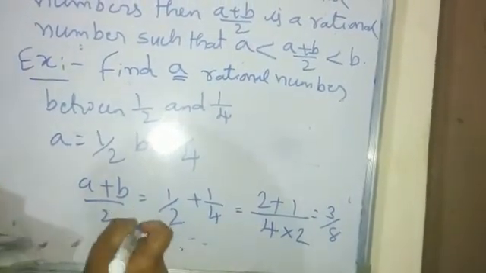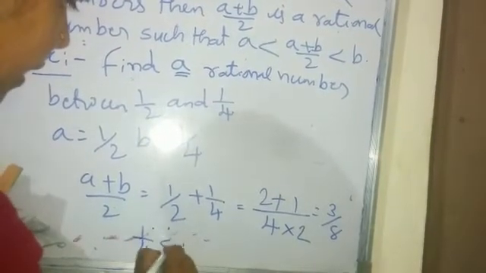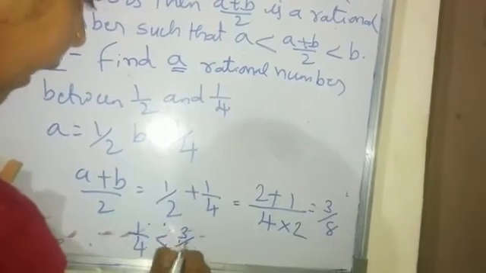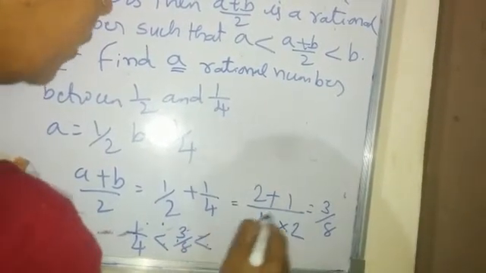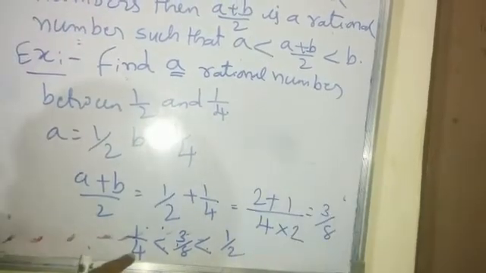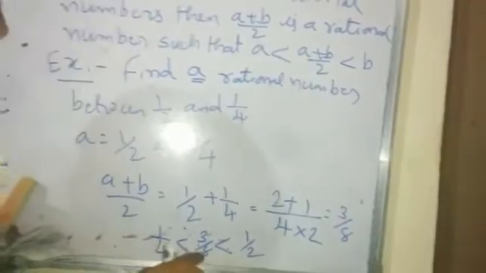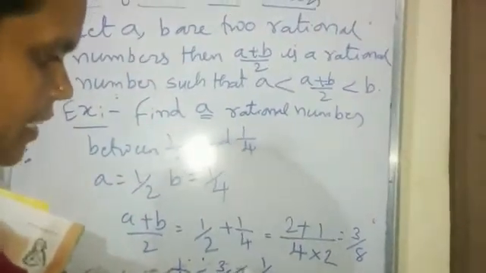So 1 by 4 is less than 3 by 8, and 3 by 8 is less than 1 by 2. See, children, the value 1 by 4 is less than 3 by 8, and 3 by 8 is less than 1 by 2.